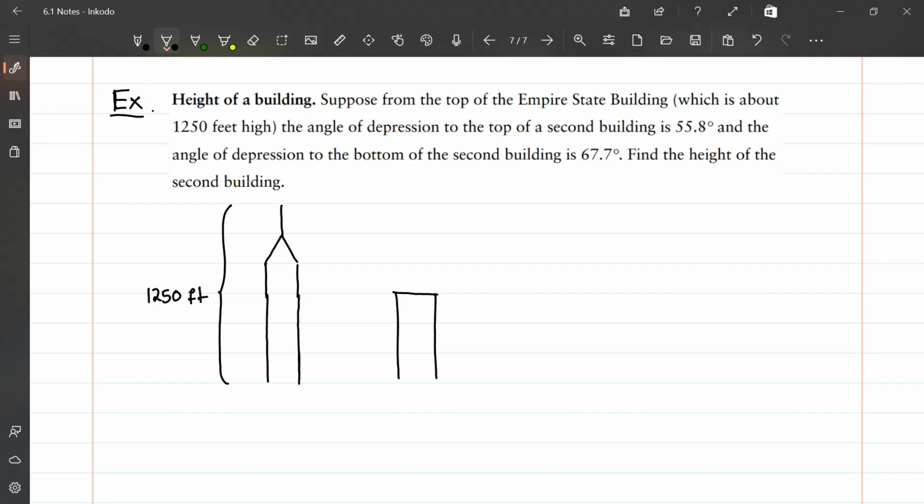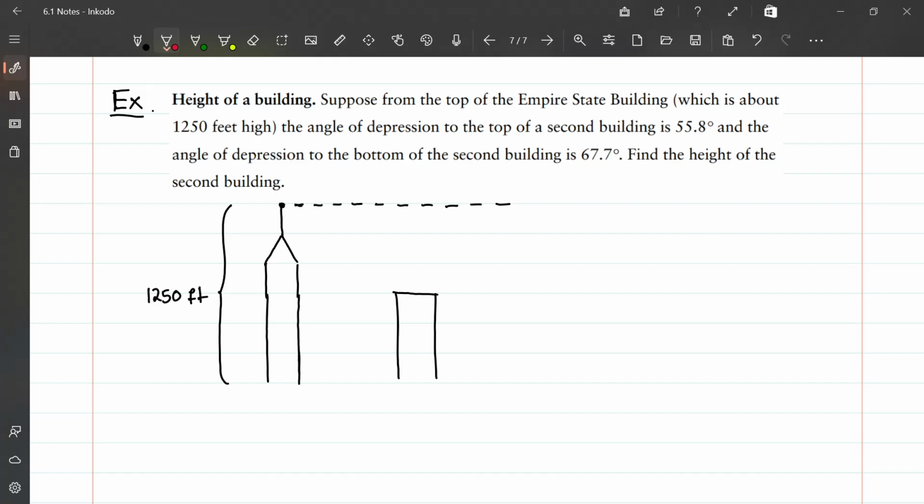And what we are told is some information about angles of depression. So let's go ahead and first fix our point of perspective here, which is going to be at the top of the Empire State Building. We're going to make our line parallel to the ground, so in other words, our horizontal line. And we are now making angles of depression. I know in our picture on the previous page, we used red for angles of elevation and blue for depression, but I'm going to go ahead and use red and blue here for two different angles of depression just to make it a little bit easier to look at.